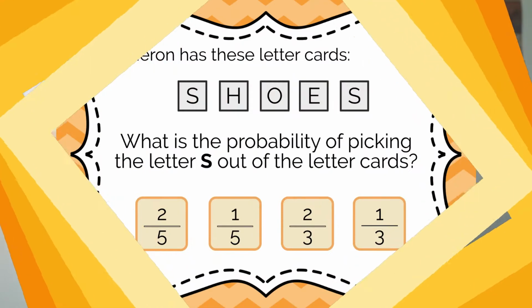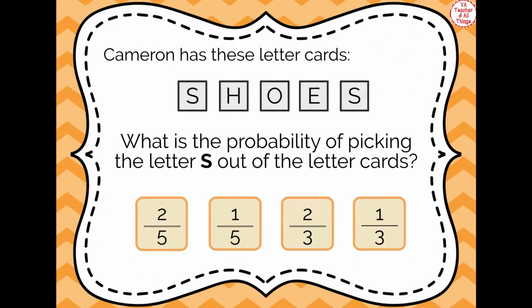Let's get started, guys. We're going to do some practice finding the probability of some different scenarios. So Cameron has these letter cards, S-H-O-E-S, which we know spells shoes. What is the probability of picking the letter S out of these letter cards? Well, there are, let's see, 1, 2, 3, 4, 5 cards total. So we know that's going to have to be our denominator. And we're looking for the letter S. So there's one S here and one S here. So it should be 2 out of 5.